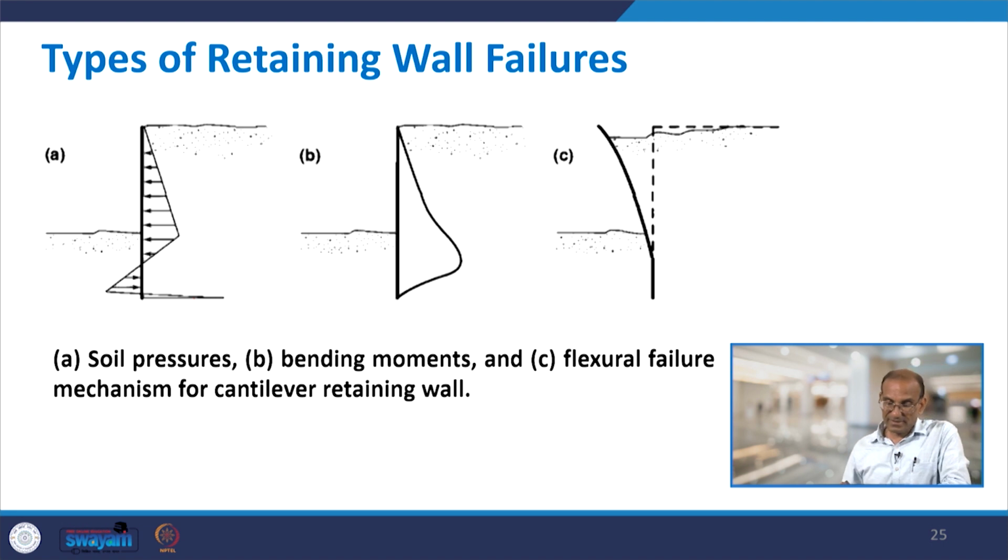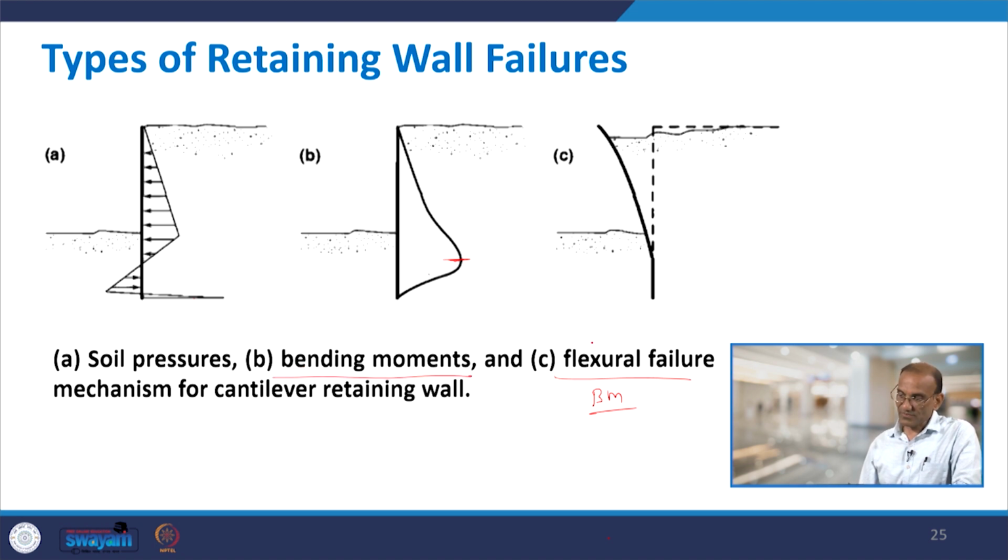Then it could be due to flexural failure mechanism. Flexural failure is basically related to what we call the bending moment. If the bending moment is maximum, for which the wall is not designed, so the maximum bending moment is going here, in this case at this point. So, peak value. Then they could also fail by this bending moment failure, which is B.